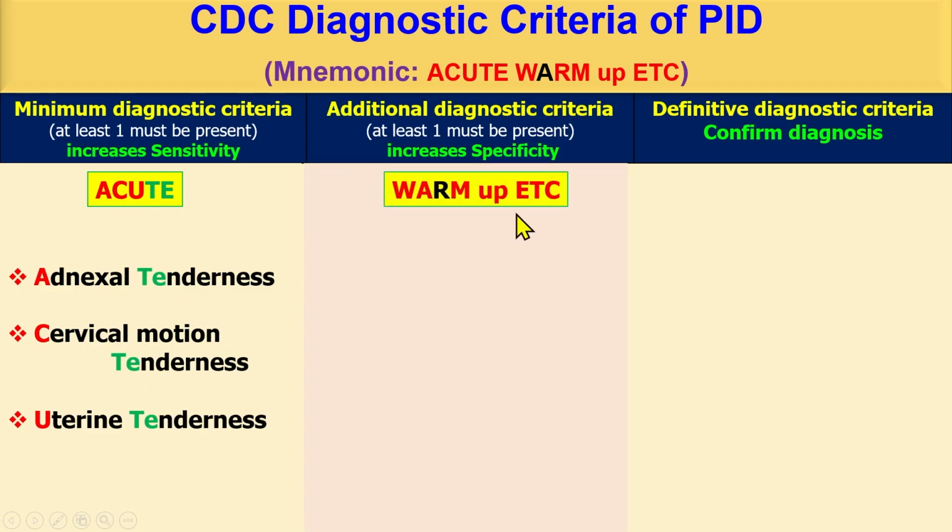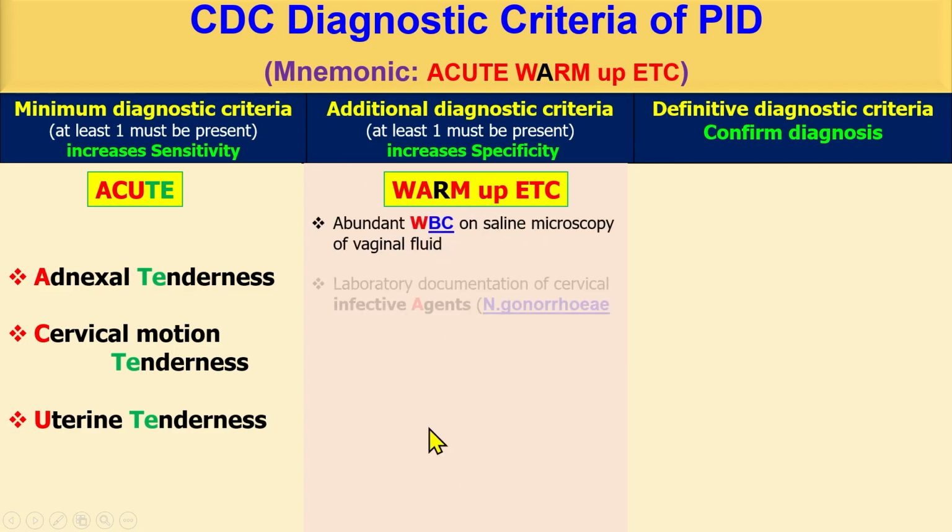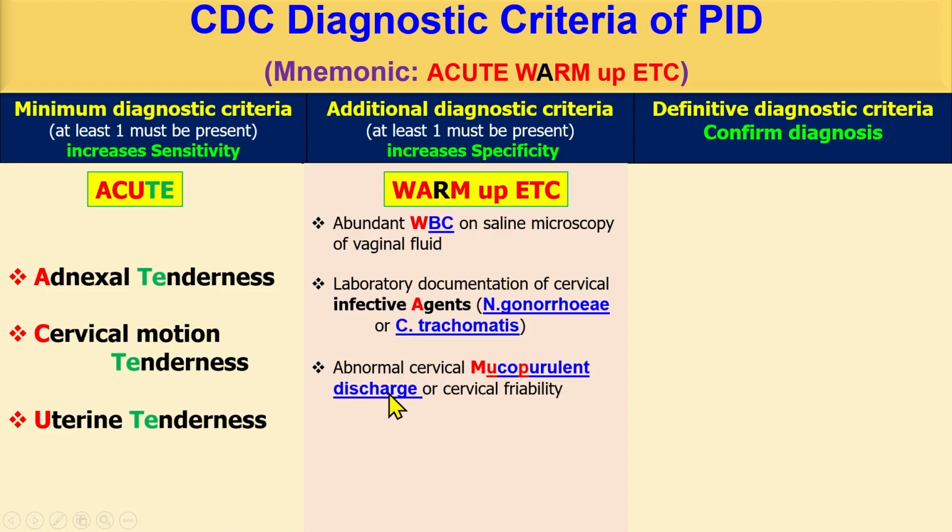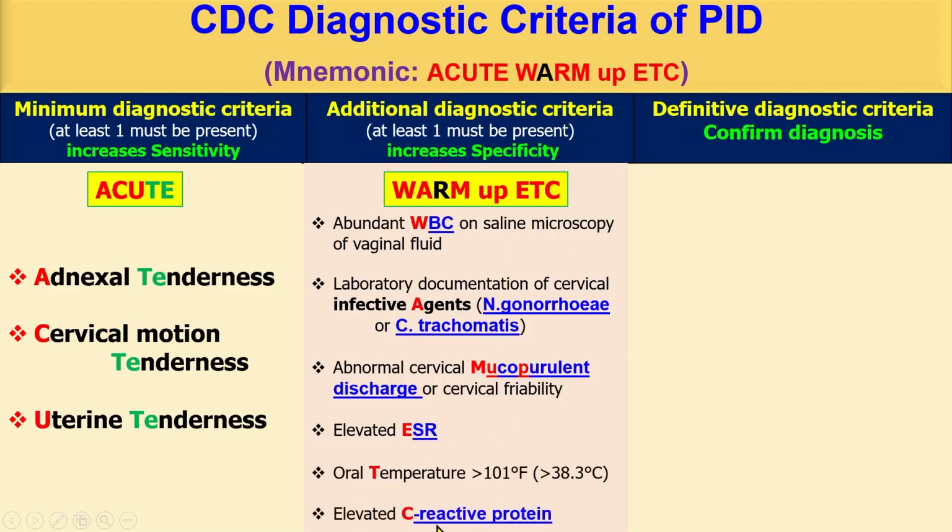While "warm up etc.": W is WBC, you see it increased, and you see the infective agent. For example, the culture will be positive for gonorrhea and trichomonas, and M means mucopurulent discharge, which you will see in the cervical or vaginal discharge. And you will see increased ESR level, increased temperature, and high C-reactive protein level. So "warm up etc." is the additional criteria. At least one must be present.